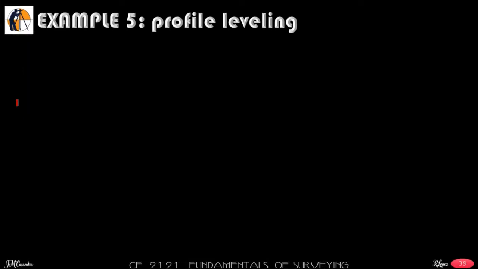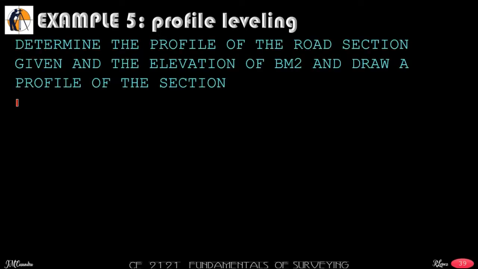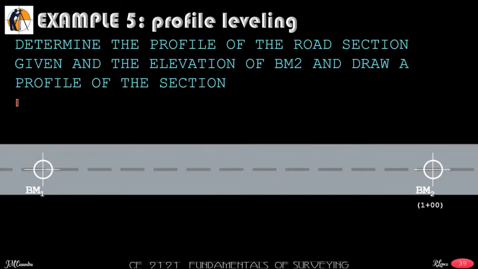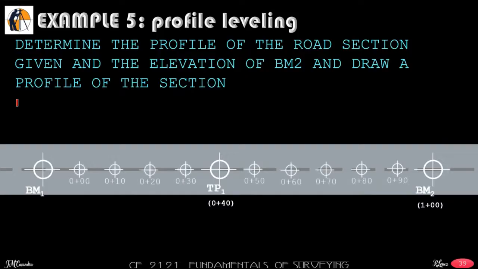Now example 5. Determine the profile of the road section given and the elevation of BM2 and draw a profile of the section. So for our road section, we establish BM1 and BM2 at the center. So we also establish a turning point at which we get our readings. So we'll have our stations at 10 feet interval. For our instrument, we place it at any convenient distance from our center line.